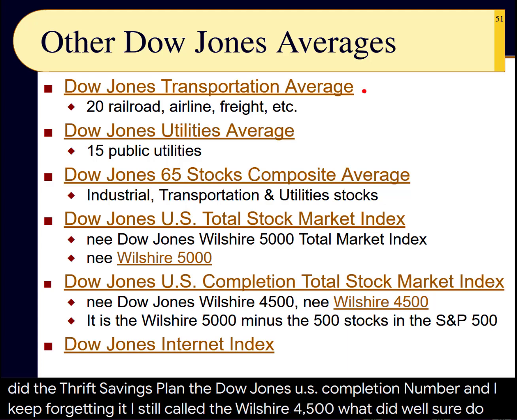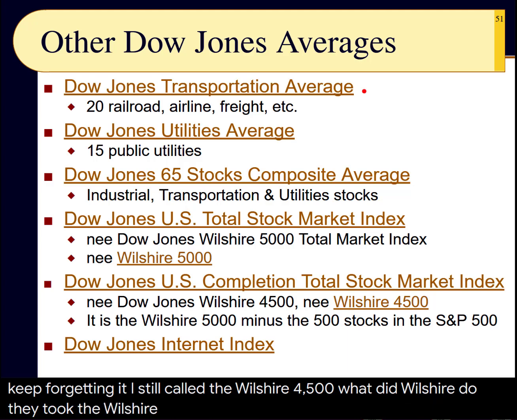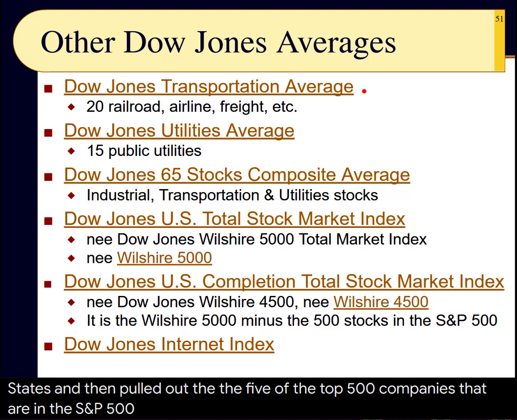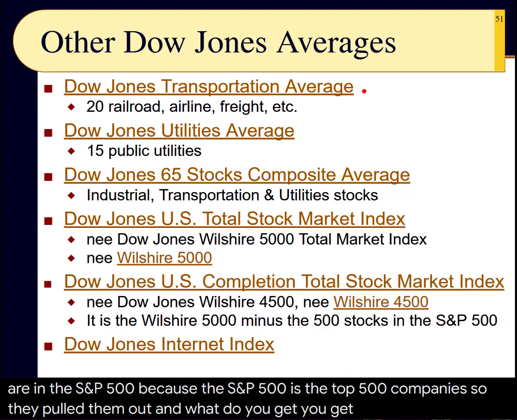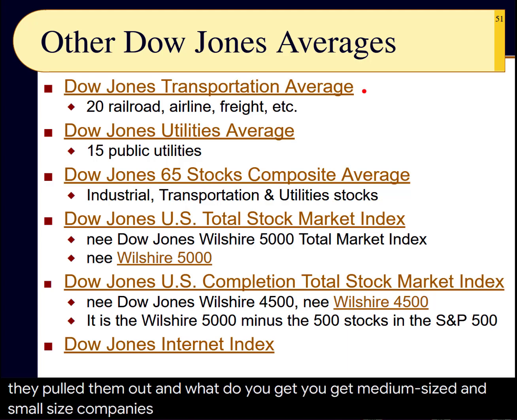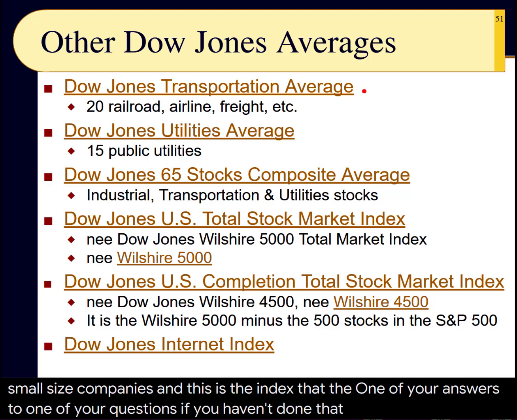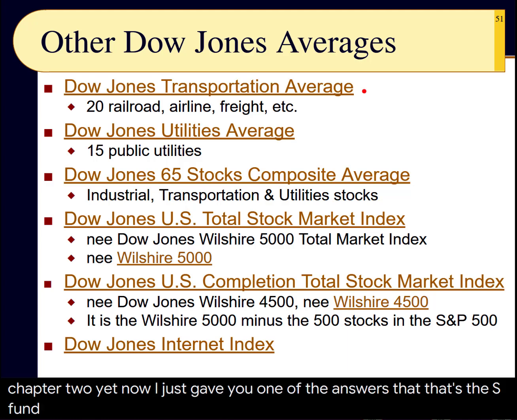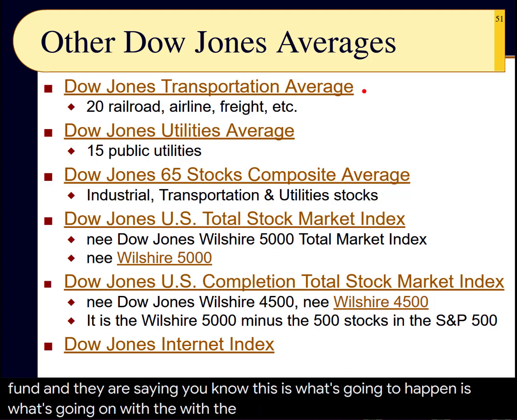What did Wilshire do? They took the Wilshire 5000, which is the 5,000 companies in the United States, and then pulled out the top 500 companies that are in the S&P 500, because the S&P 500 is the top 500 companies. So they pulled them out. And what do you get? You get medium-sized and small-sized companies. And this is the index that the S fund in your thrift savings plan follows, and that's one of the answers to your questions. If you haven't done the assignment for Chapter 2 yet, now I just gave you one of the answers. That's the S fund. And they are saying, this is what's going on with the mid-size and the small companies.